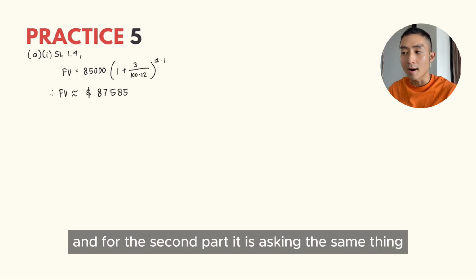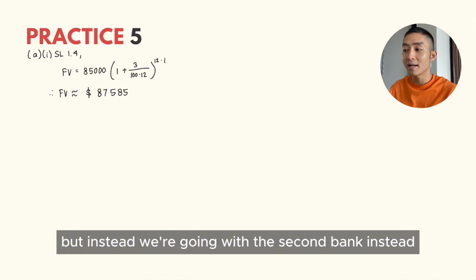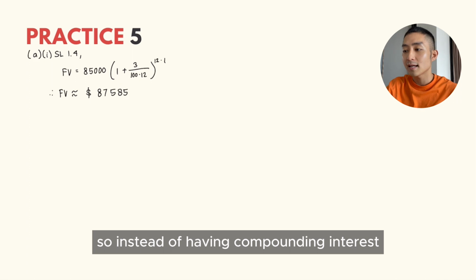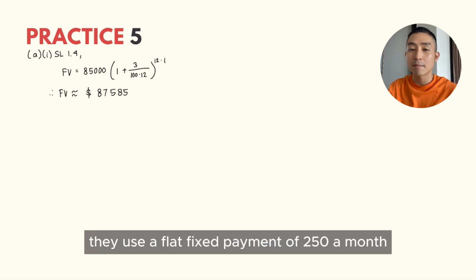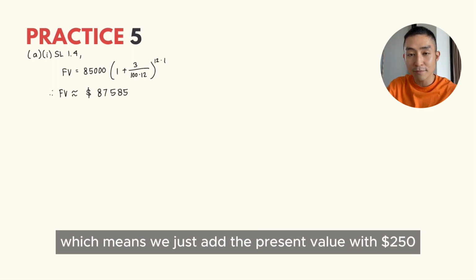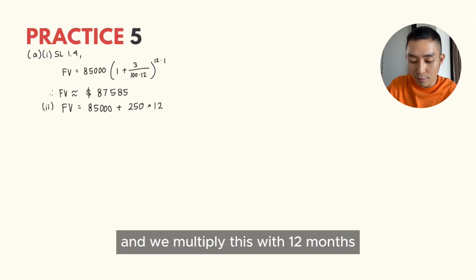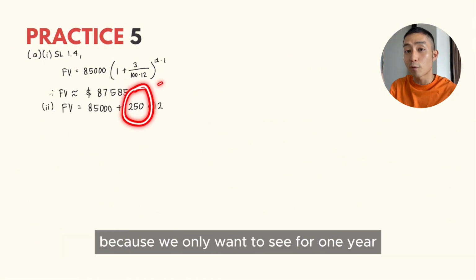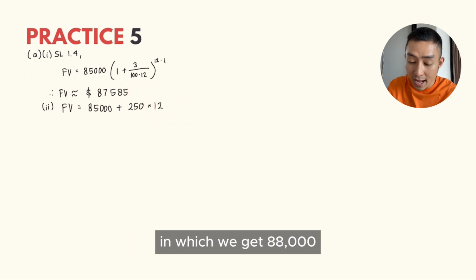And for the second part, it is asking the same thing, but instead we're going with the second bank. So instead of having compounding interest, they use a flat fixed payment of $250 a month, which means we just add the present value with $250 and we multiply this with 12 months because we only want to see for 1 year, in which we get 88,000.